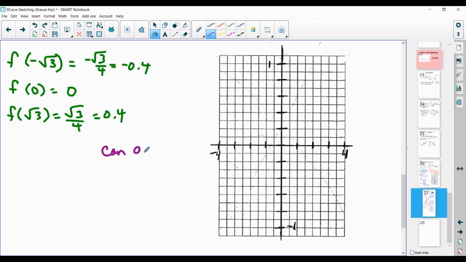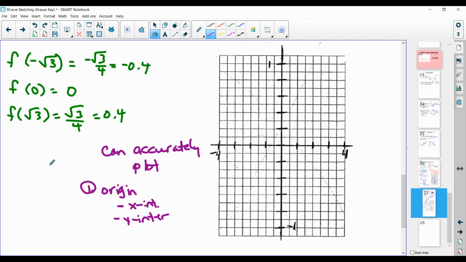So we can accurately plot our origin. We know the x-intercept and the y-intercept, and we can do that by finding our y-intercept. So if we were to plug that in, we have 0 over 0 squared plus 1. Well, that gives us 0. So we know that the y-intercept is happening at 0, 0. So we can plot our origin.